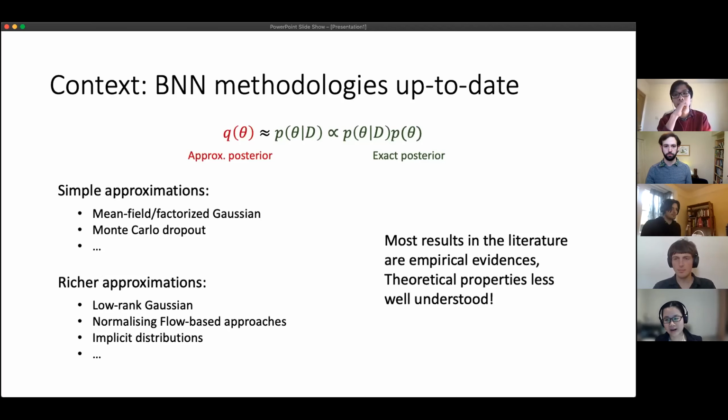Basically, there is tons of research right now, but most of the results are based on empirical evidence, trying to evaluate the proposed algorithms on some data sets and see whether it works. So at least to me, the theoretical properties of these approximations are actually less well understood compared to the empirical evidence we have in the literature. That's the background of the two pieces of research that try to figure out the theoretical understanding of the approximation that happens in Bayesian neural networks.